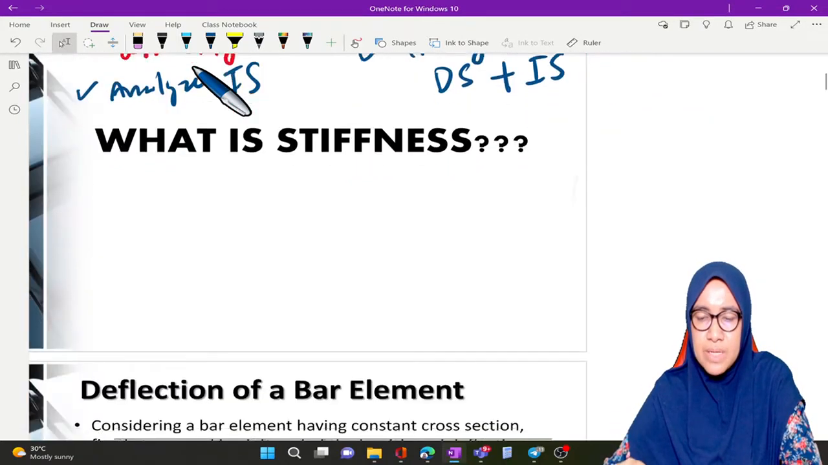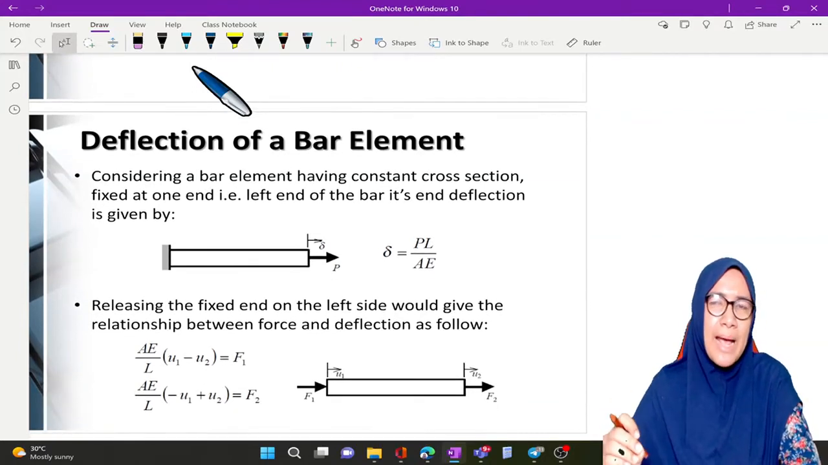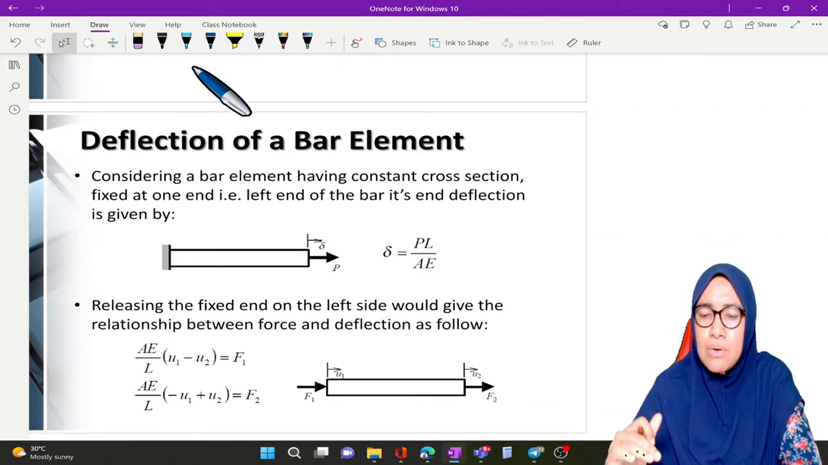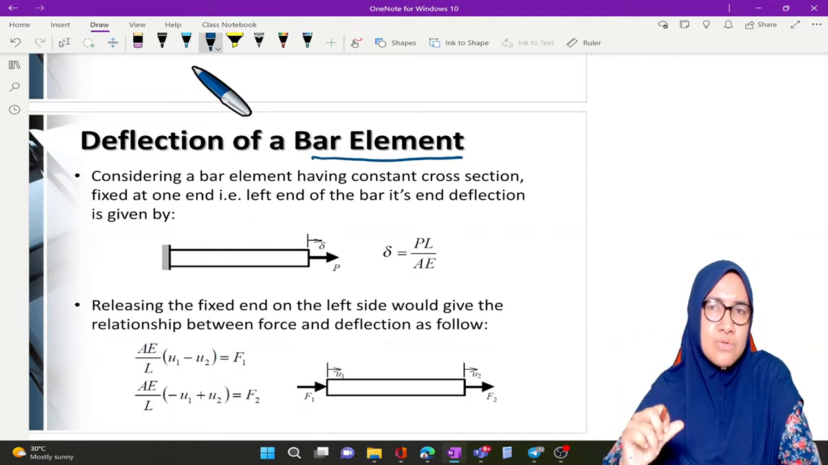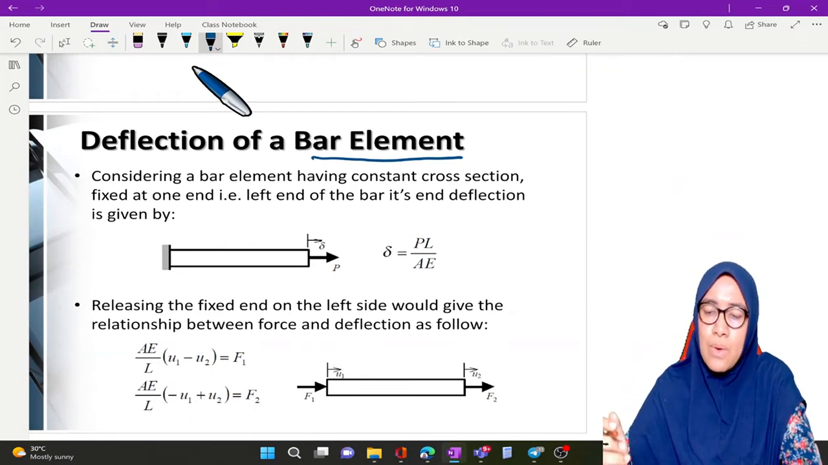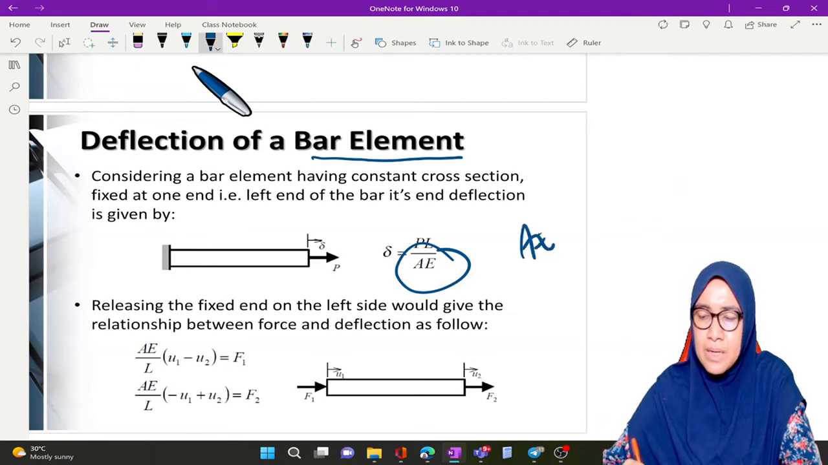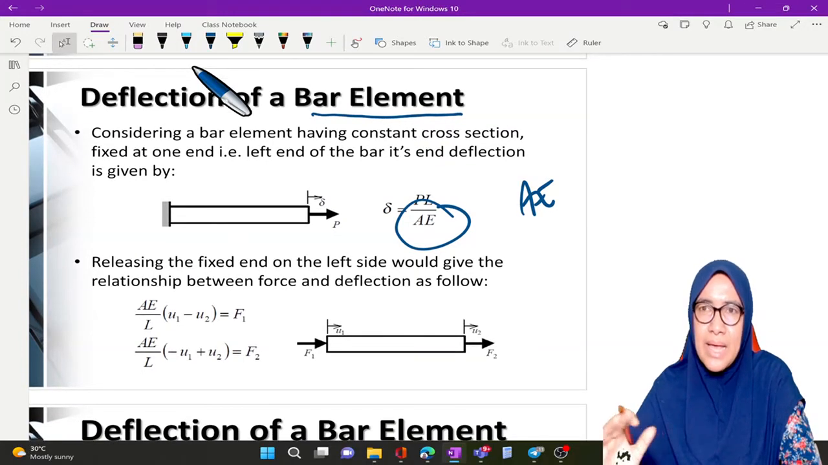What is stiffness? It is actually about the deflection of a bar element, because the bar element is the basic element in a structure. It is called a bar. Under the bar element, it has AE. AE is actually the axial rigidity. So under the bar element, of course, we should deal with AE.